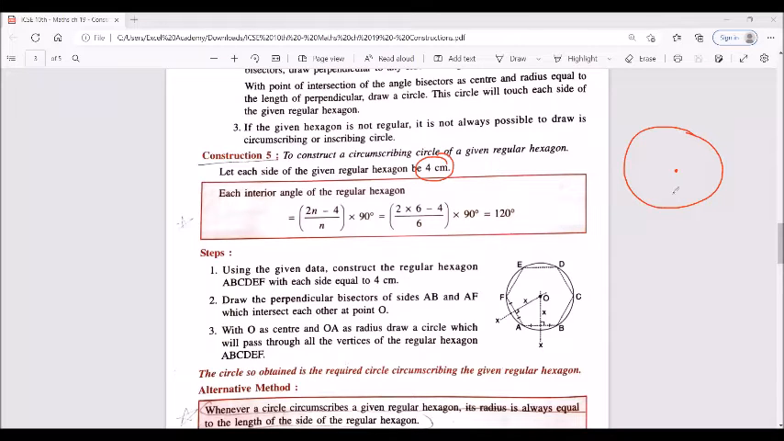and you start from any point, for example here we took A, with the same radius cut here, this becomes B, then cut here, this becomes C, then cut here, D, again you cut it here E, and again with the same radius you cut it here F. And if you join this, you are going to get a regular hexagon, trust me, with each side equal to 4 centimeter, which is nothing but the radius of the circle.